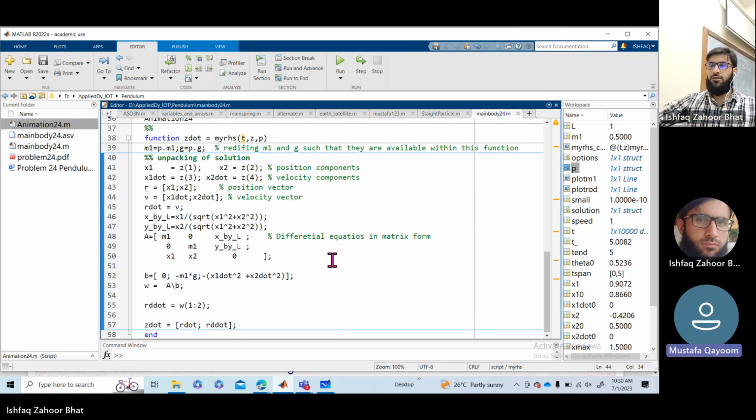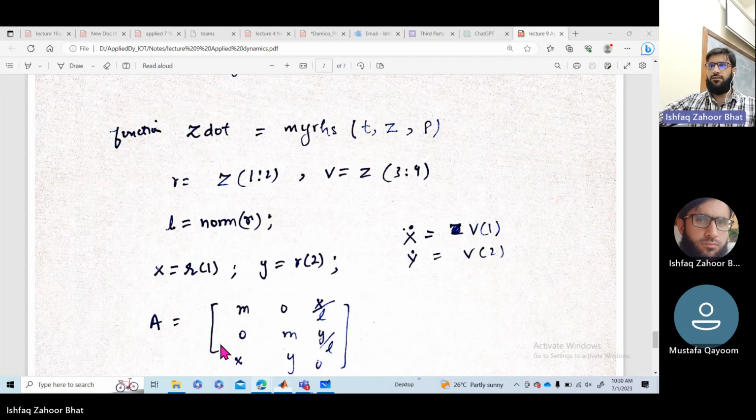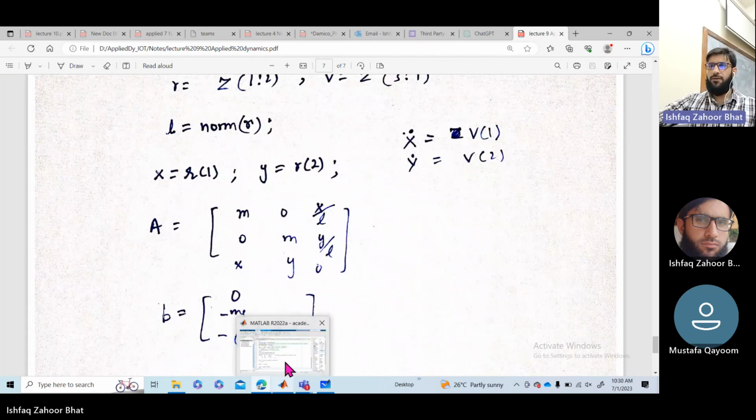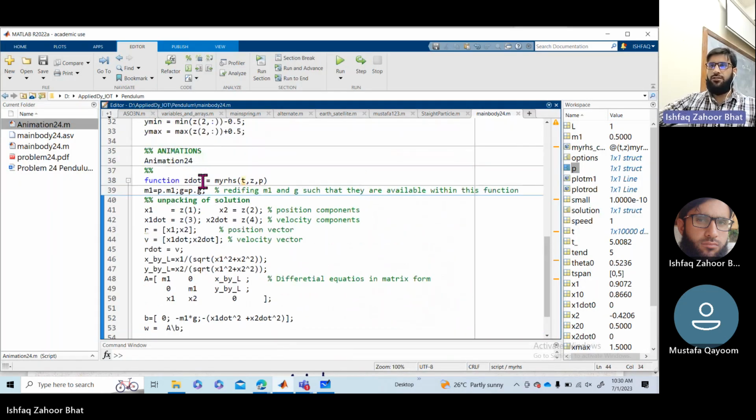Okay, let's continue. So I was saying that function, how we will write this. See, in MATLAB, first we will calculate this z dot. Actually this is z double dot, not z dot. I don't know why I'm writing it. Okay, let me correct it here, otherwise I will never correct it. So z double dot is equal to my RHS.